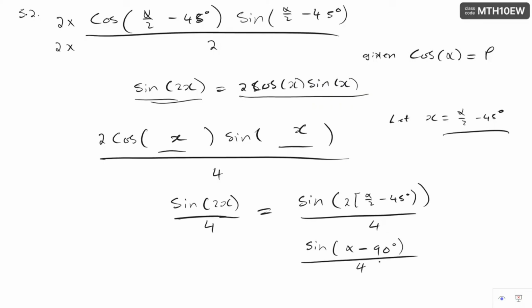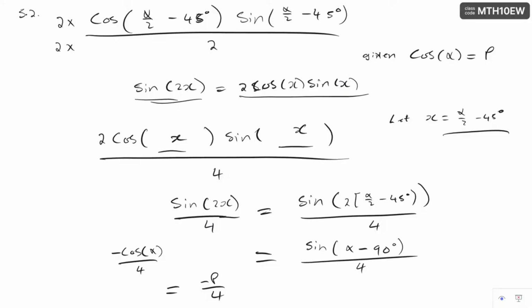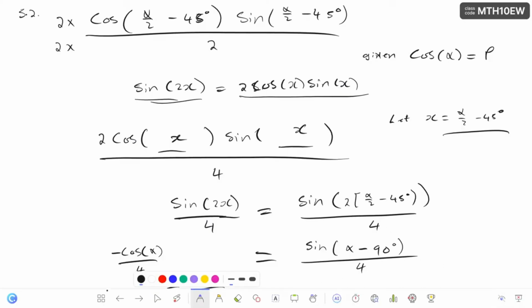And now this is a cofunction. I hope you will still remember cofunction. This is the same thing as negative cos alpha over 4. And we were given that cos alpha is equal to p. So our final answer is going to be negative p over 4. Okay, yeah, we are done with this question. So let's go to question 5.